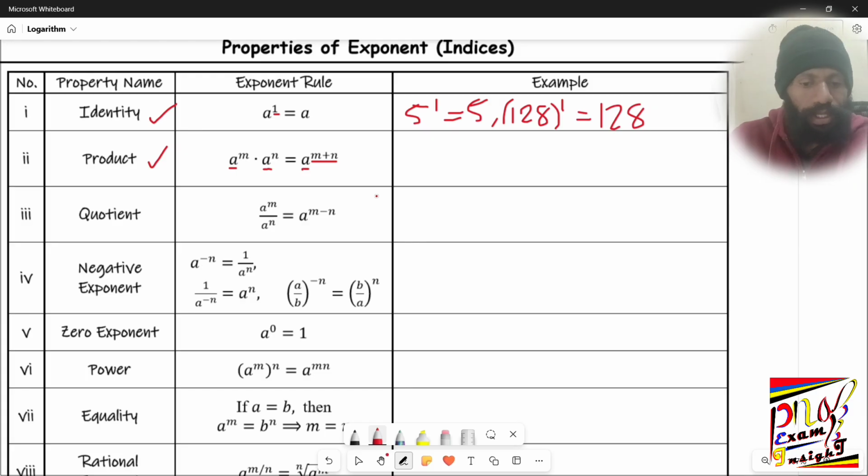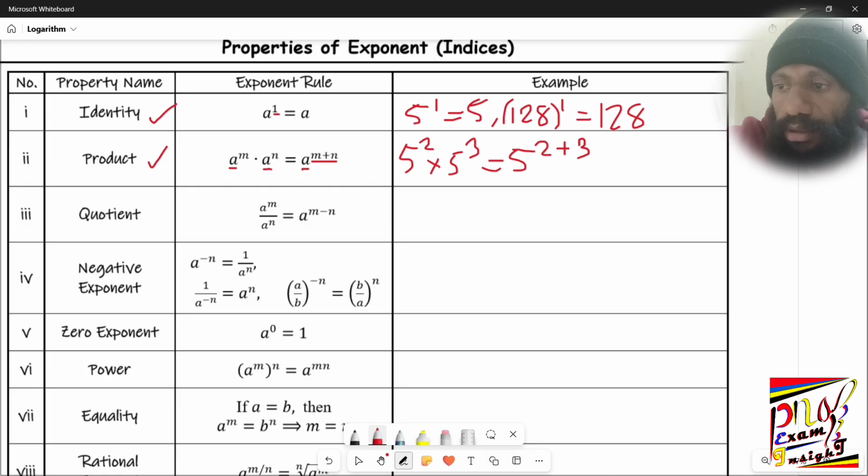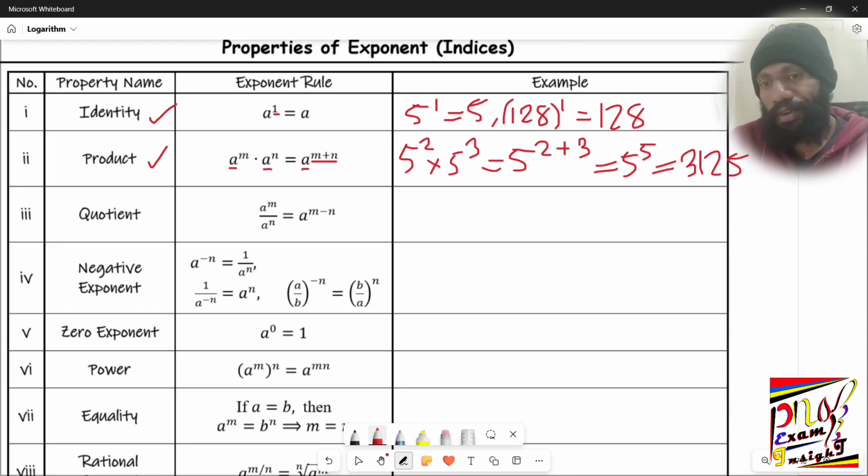So for example, let's say if we have 5 to the power 2 multiply 5 to the power 3, okay, 5 is the common base, so therefore we retain the common base, which is 5, and then we add the powers, which is 2 plus 3, which is equal to 5 to the power of 5. And if you calculate 5 to the power of 5 on a calculator, it would give you something around 3125, I believe. Okay, that's an example of a product rule. When multiplying with the same base, we retain the common base and we add the powers.